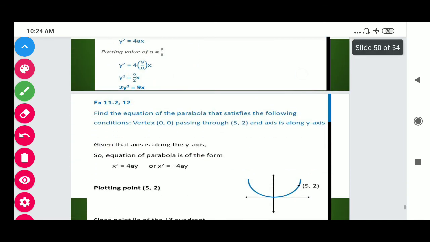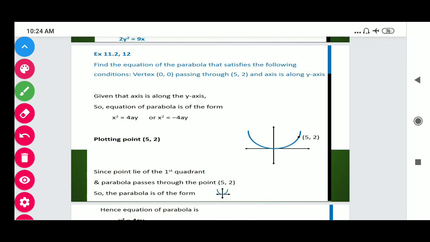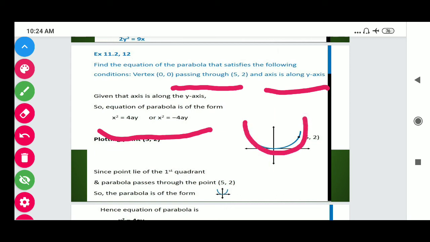Now students, this is the last question. This is a similar question just like question number 11 that we have already done. In this question we have to again find the equation of the parabola passing through (5, 2) and axis along the y-axis. In the same way its equation can be x square equals 4ay or x square equals minus 4ay. But the parabola passes through the point (5, 2) and this point lies in the first quadrant.